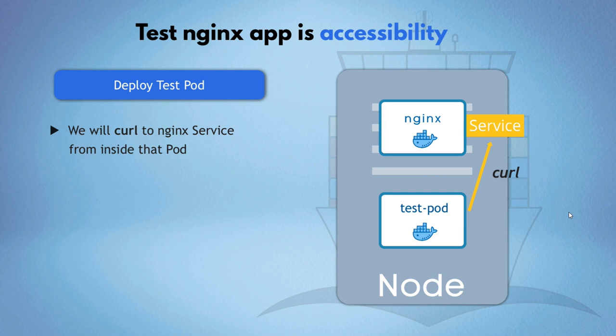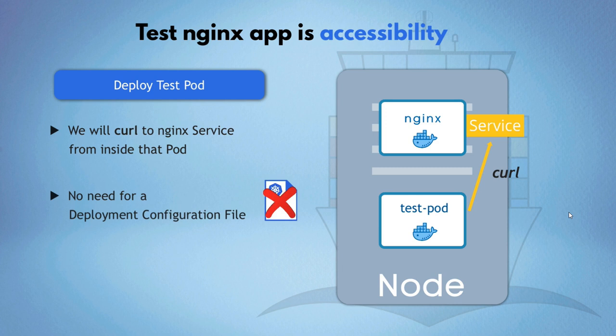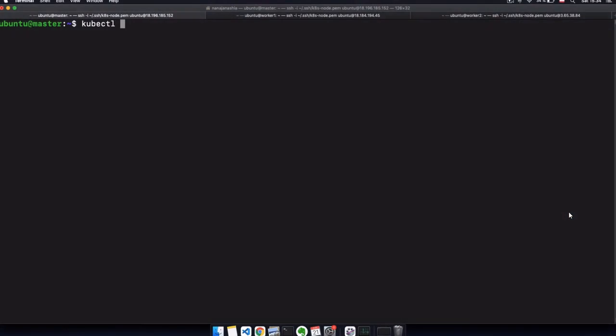So we're going to do a simple curl command from inside the pod. And this means we don't need a deployment configuration file for it. We just want to quickly create a pod, test it, and then we can remove it after that. So we're going to create that pod using an imperative kubectl run command. So let's do kubectl run, and let's call this pod test-nginx-service.